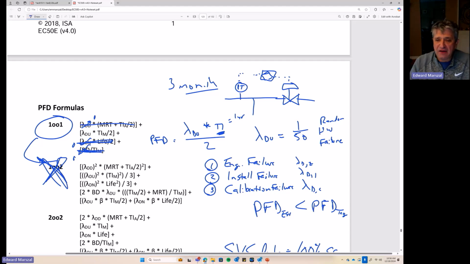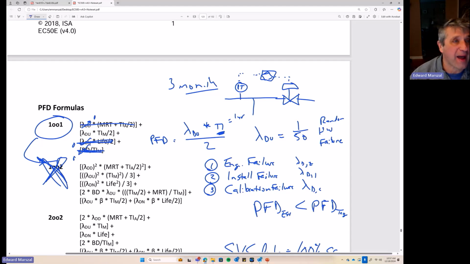So if you're trying to address human failures, testing more frequently makes it worse. Adding more redundancy makes it worse. It doesn't fix the problem. Those are the reasons why the standard is so adamant about random hardware failures, because doing better math is not going to fix the problem.